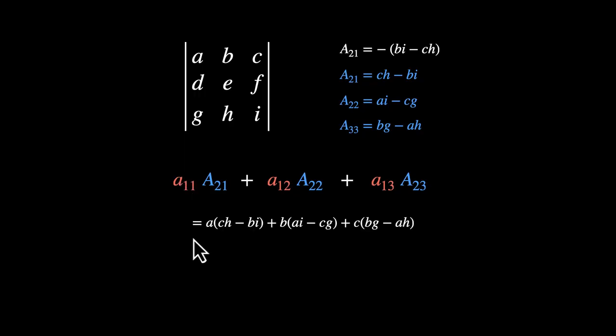Now let's multiply them with the elements and see what we get. a11 is a, so that's a times ch minus bi plus b times ai minus cg plus c times bg minus ah. Let's expand this. We have ach minus abi plus bai, that's also abi. abi and minus abi are cancelling each other. Let's see, minus bcg plus bcg and minus ach. So we have 6 terms. abi minus abi cancel each other. ach and minus ach also cancel each other. And bcg and minus bcg also cancel each other. So all in all, we get 0. All of these terms cancel each other out, which means that faulty wiring is in fact giving us a determinant equal to 0.